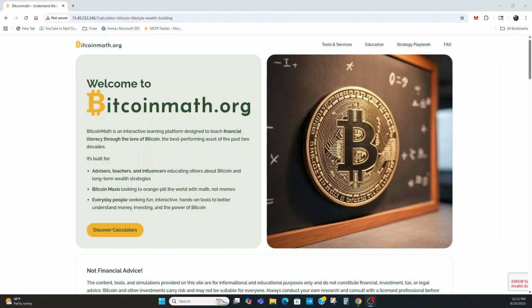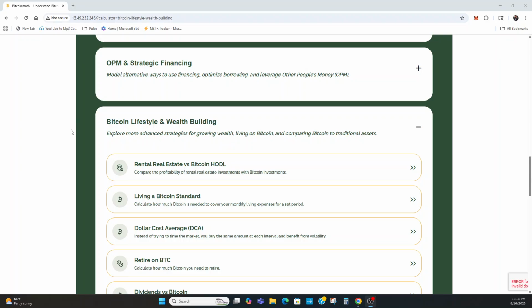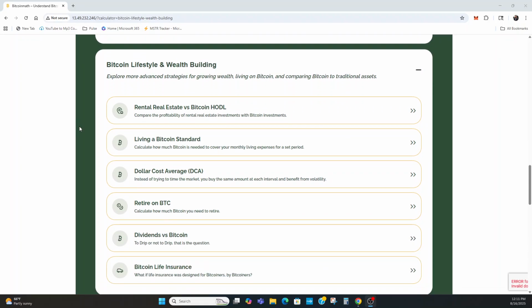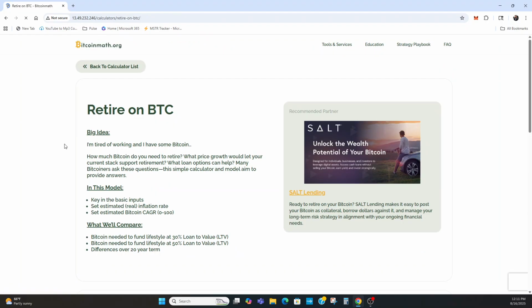So today we're going to look at the Retire on Bitcoin calculator. From the home page, you'll scroll down to the calculator section under Lifestyle and Wealth Building and click on the Retire on Bitcoin tab.